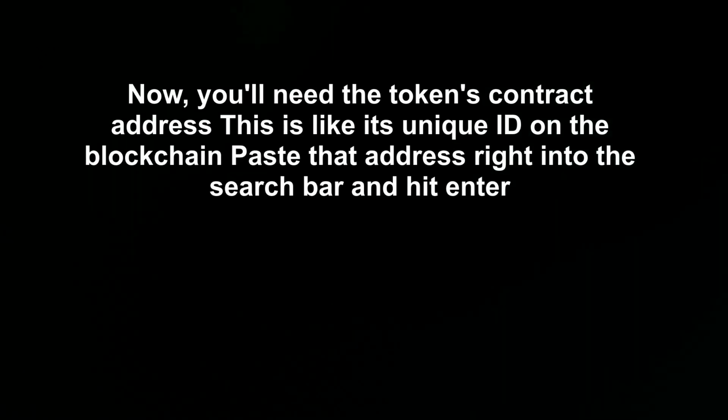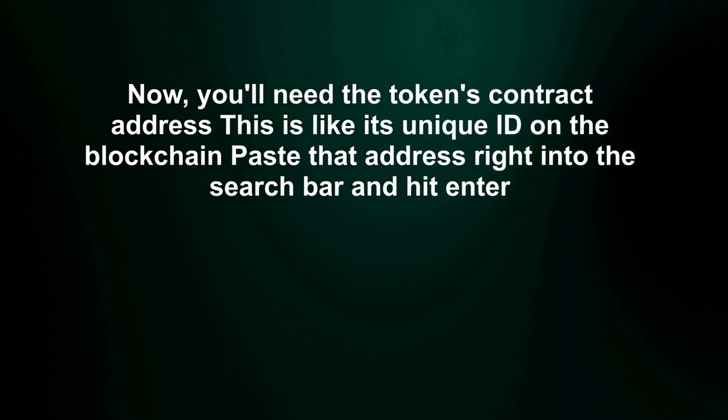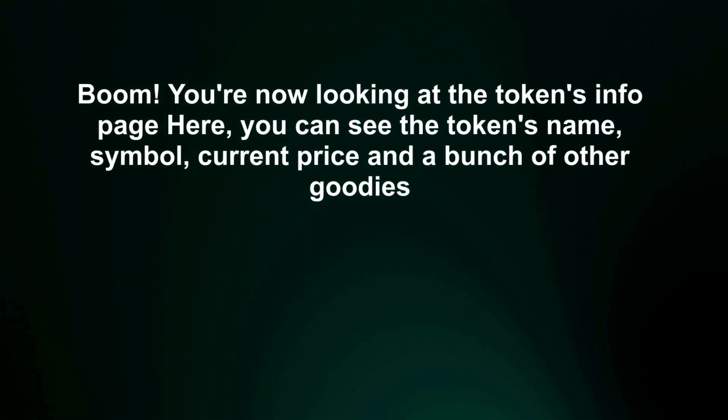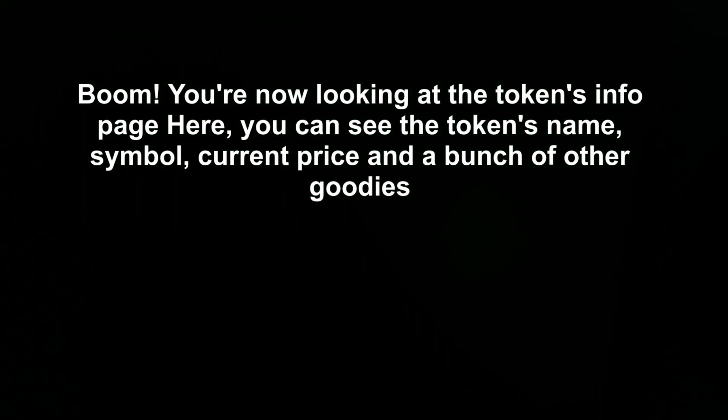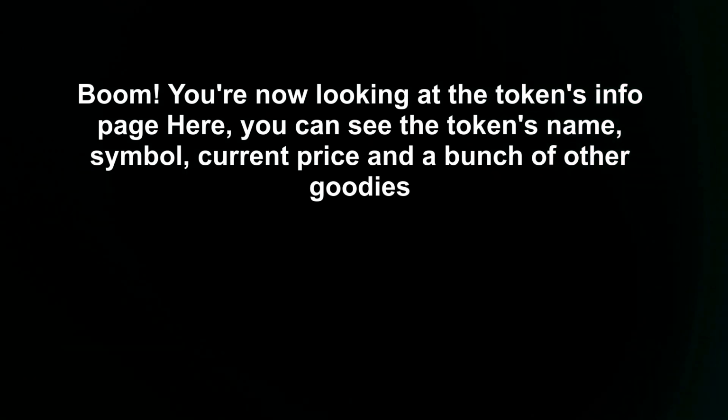Now, you'll need the token's contract address. This is like its unique ID on the blockchain. Paste that address right into the search bar and hit enter. Boom, you're now looking at the token's info page here. You can see the token's name, symbol, current price, and a bunch of other goodies.